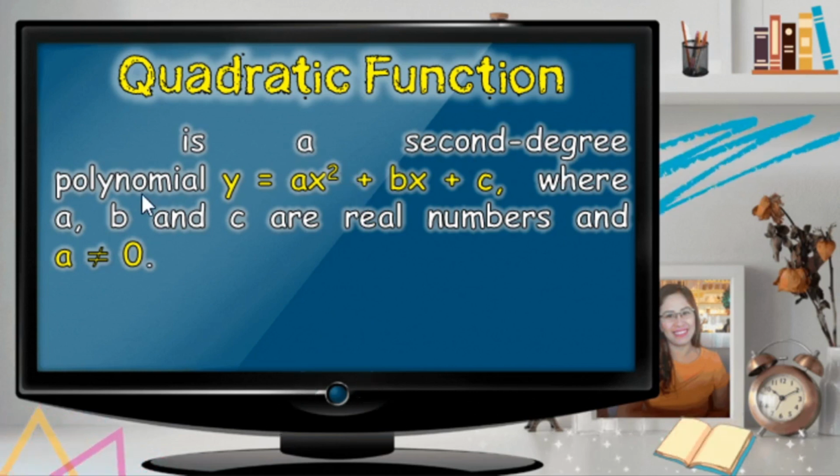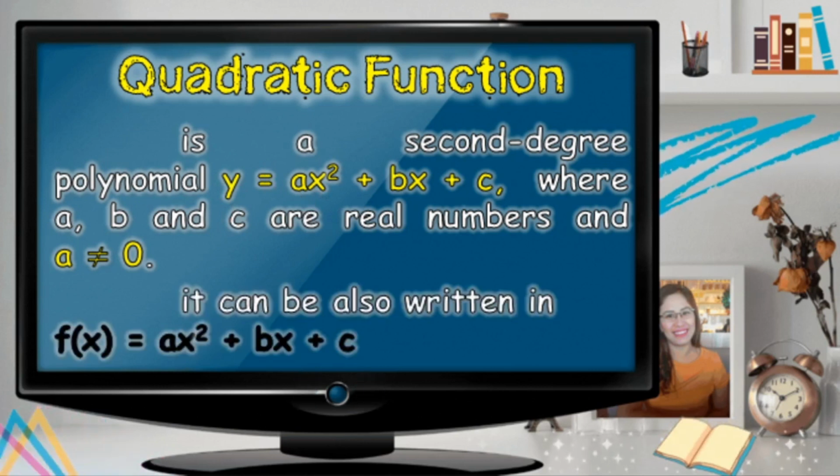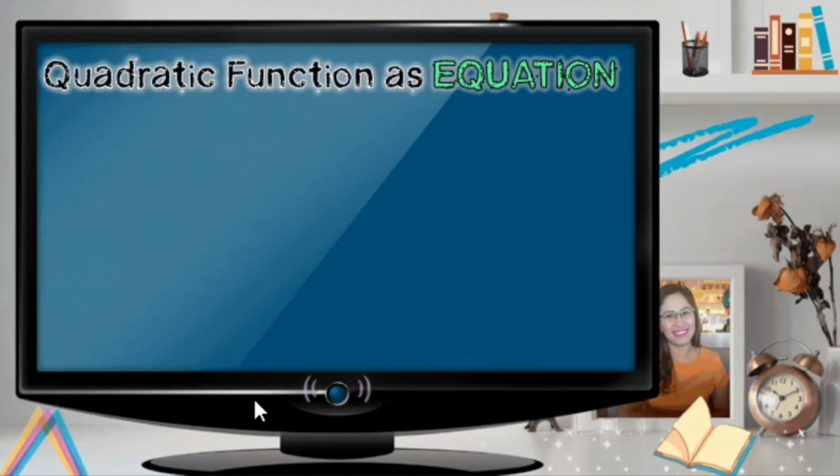So, second-degree polynomial means the highest exponent is 2. And as you can see, it has two variables, x and y. And a, or the value of a, cannot be 0. It can also be written in the form f of x is equal to ax squared plus bx plus c. So, what changed? The y. Instead of y, it became f of x, but still this is a quadratic function.